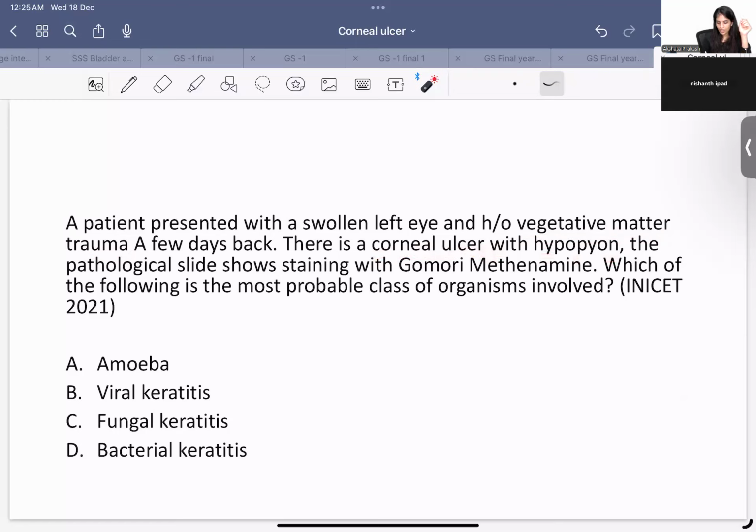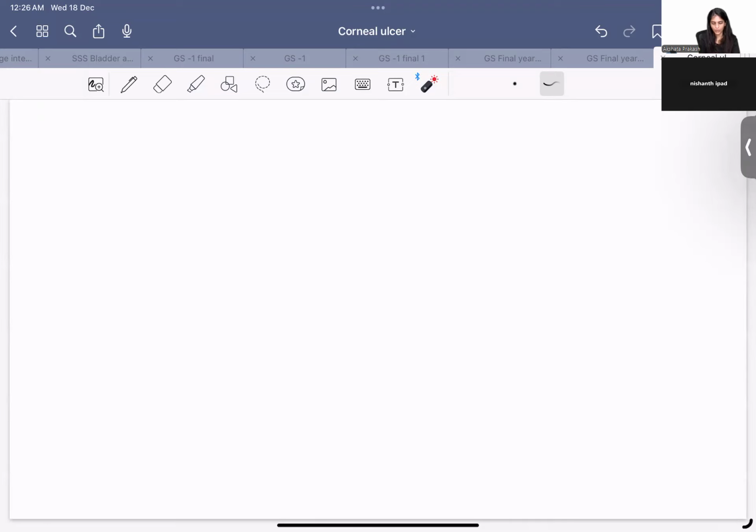Here, indirectly, they have given you a lot of clues towards fungal corneal ulcer. Your correct option is fungal keratitis. But also remember methenamine silver stain. This is used in your histopathological slides. Take the fungus. Okay, so we are now clear with these things.